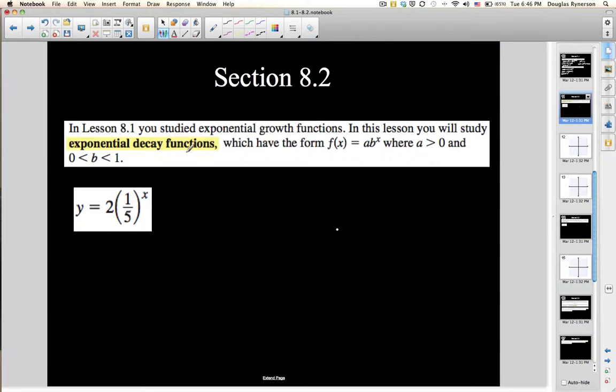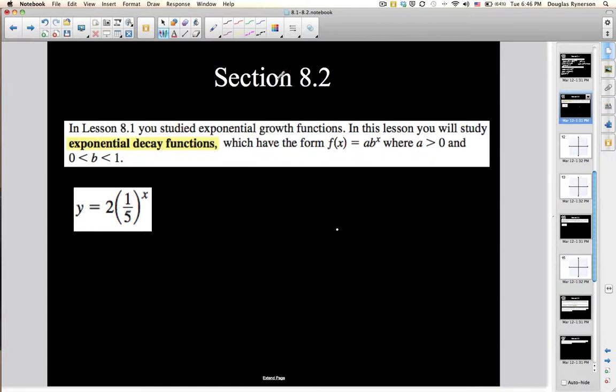So this would be what we would typically describe as a fraction. This is important: the way to tell the difference between a decay function and a growth function is the b value, the base of the power. If it's greater than 1, it's a growth function. If it's between 0 and 1, it's a decay function. As we graph them, you'll see some distinct differences in the graphs as well.